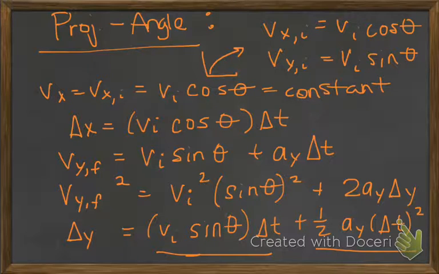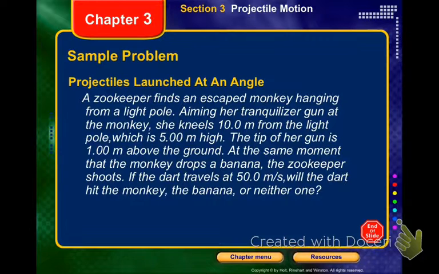You ready for the next sample problem? Let's do it. So, famous question here. A zookeeper finds an escaped monkey hanging from a light pole. Aiming her tranquilizer gun at the monkey, she kneels 10 meters from the light pole, which is 5 meters high. The tip of her gun is a meter above the ground. At the same moment, the monkey drops a banana, and the zookeeper shoots. If the dart travels 50 meters per second, will it hit the monkey, the banana, or neither one?